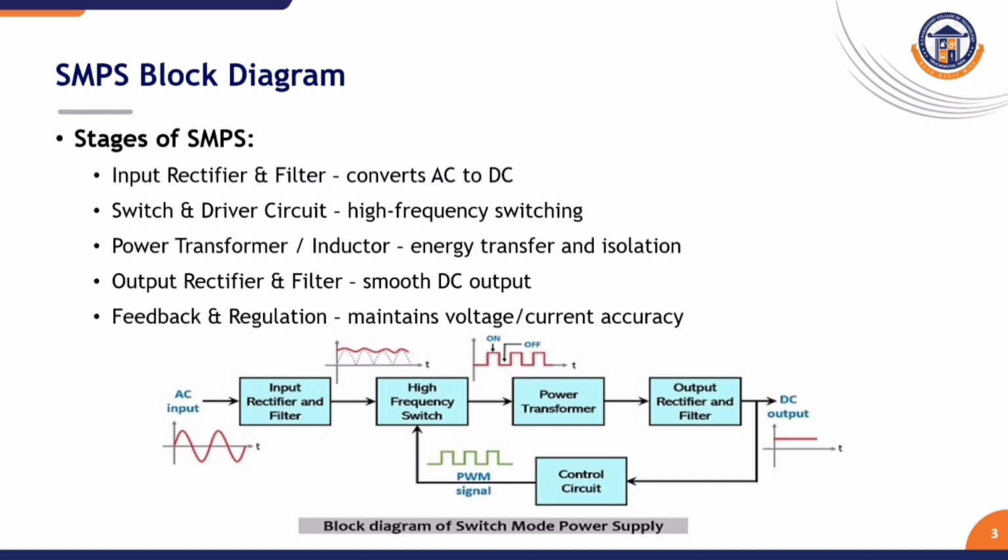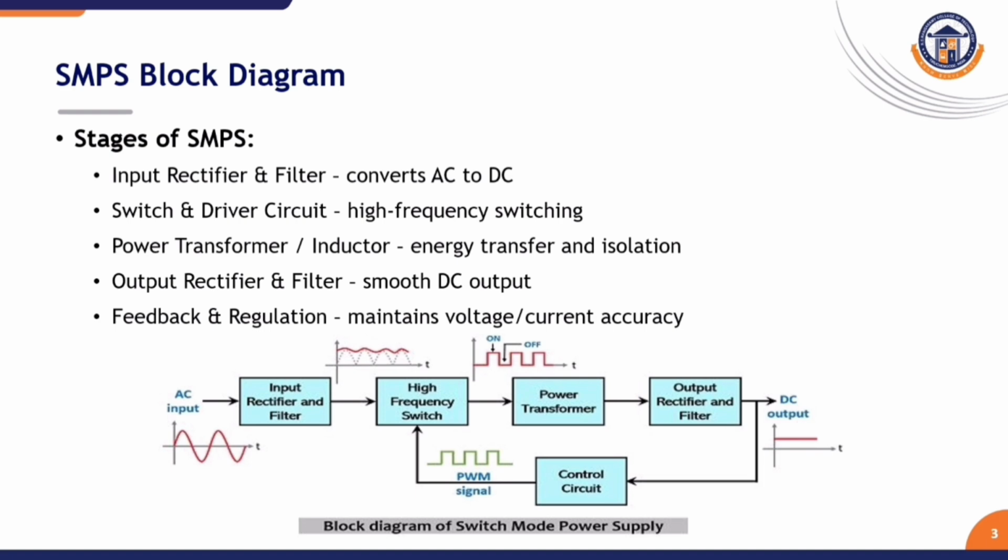Next, we will discuss the SMPS block diagram. The SMPS block diagram comprises many stages. The first one is the input rectifier and filter, which is used to convert the AC input into DC using a rectifier. The filter removes ripples as well as noise.